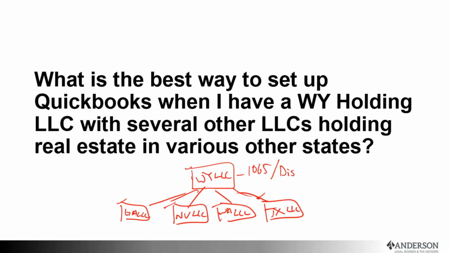Yep. We only need to worry about setting up QuickBooks for this guy right here. And then we set up these guys as classes. And all that means is we have one set of books. So you can still pull an income statement for your Georgia LLC or your Texas LLC to see what's just in that. But all in all, you still have one set of books. It makes it easier because you don't have all these intercompany transfers that you have to track.